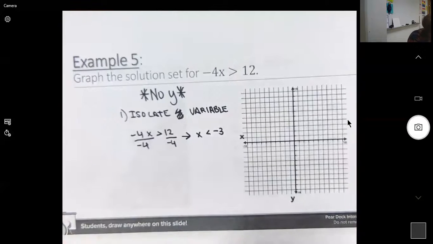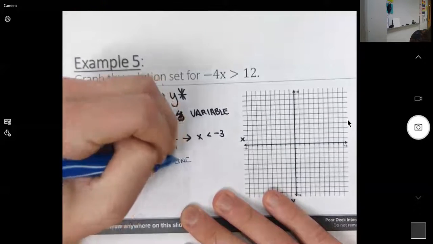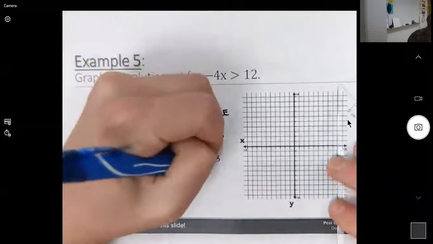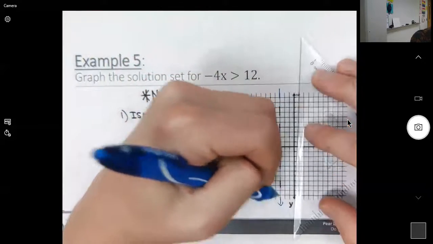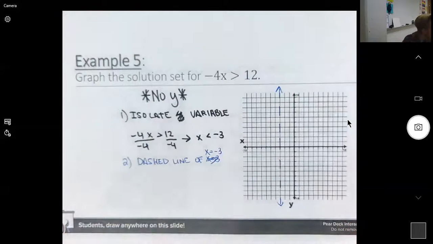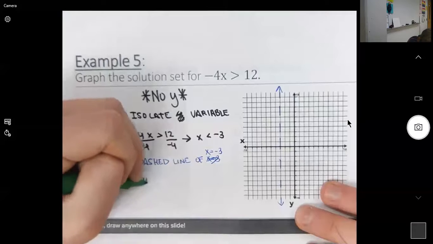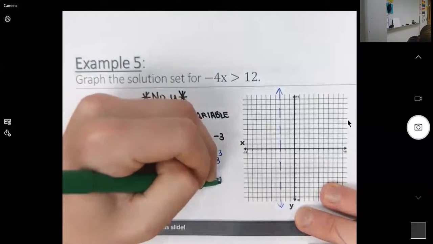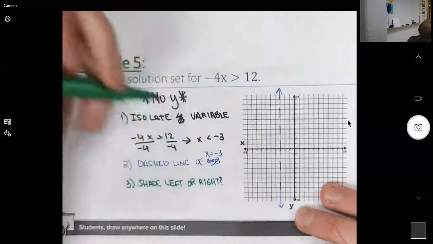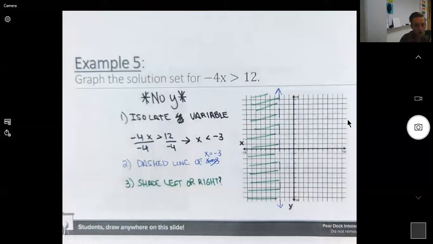Okay, well, if we're doing x is less than -3, step 2 would be the dashed line of x equals 3. Or sorry, x equals -3. I did the same thing earlier. And then if you think ahead, our next question usually has been shade above or below, but ladies and gentlemen, we don't have an above or below this line. This line's going up and down. So now we're going to ask, do we shade left or right? We only ask that if there's no y value. If it's a vertical line, that's the only time we ask to shade left or right. So if x is less than -3, the numbers less than -3 are to the left of it, so I'm shading left. And that would be our solution set there.